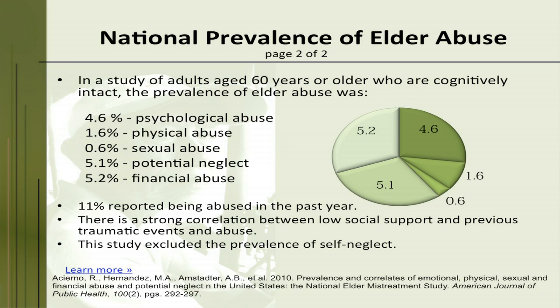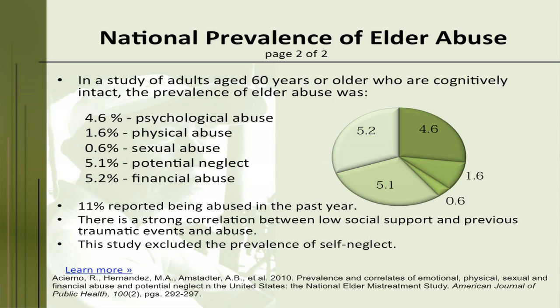Okay, and so the percentages you see here on this pie chart show that 4.6% reported psychological abuse, 1.6% physical abuse, 0.6% sexual abuse, 5.1% for potential neglect, and that category actually included caregiver neglect and self-neglect. And then 5.2% reported having been financially abused in the last year. And one thing to think about whenever you see these statistics is that this was self-report by these older adults, so there was no standardized assessment, and there are biases to self-report, but these are the best estimates that we have thus far. And overall, 11% reported being abused in the past year, and that's a really high number.